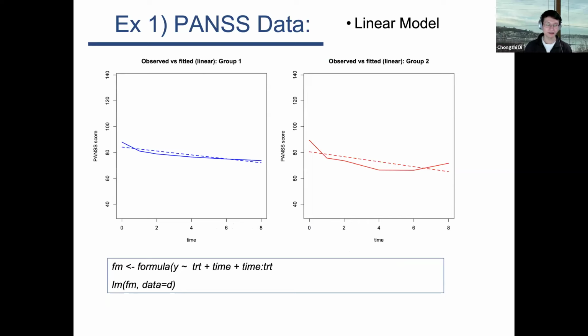This is from the first linear model, assuming a linear trend. Not surprisingly, the blue solid lines are the observed average trajectories over time. The dashed lines are the model fitted lines. This model is linear, so it's really trying to find the best line that is closest to your observed trajectory, right?